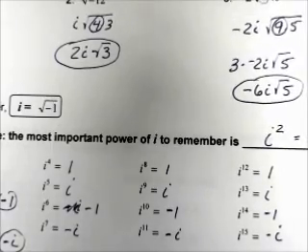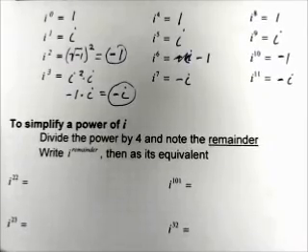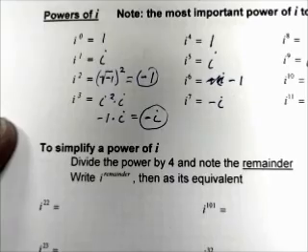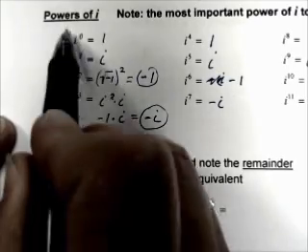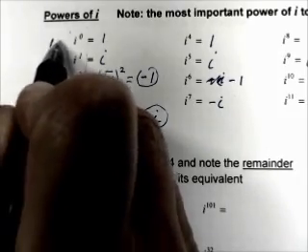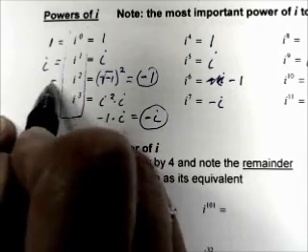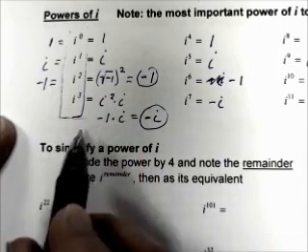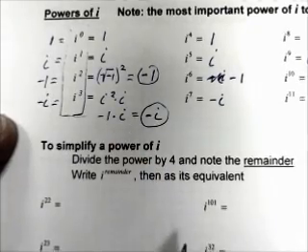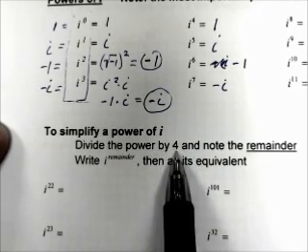To simplify a higher power of i, you divide the power by 4 and note the remainder. Again, it's important that you know the first 4. i to the 0 is equivalent to 1. i to the first is i, i squared is equivalent to negative 1, and i to the third is equal to negative i.